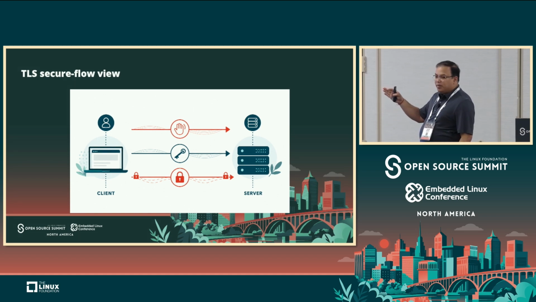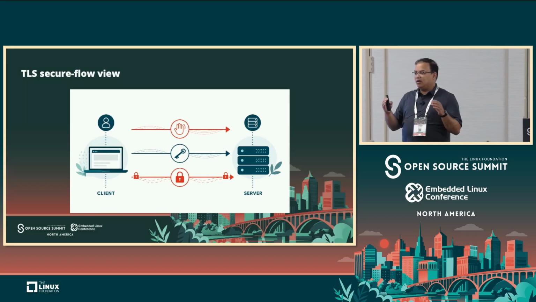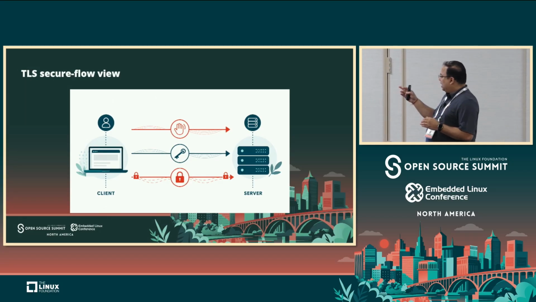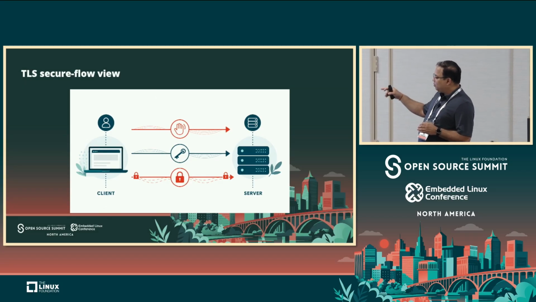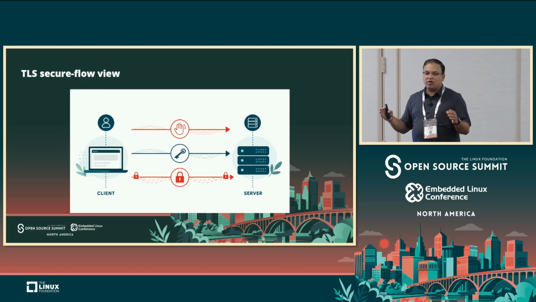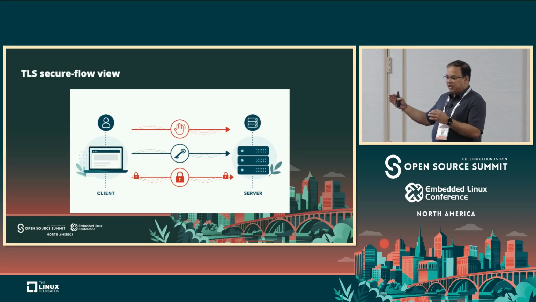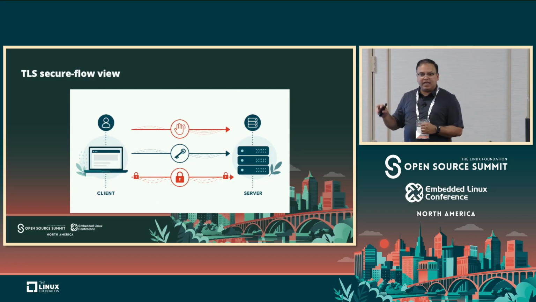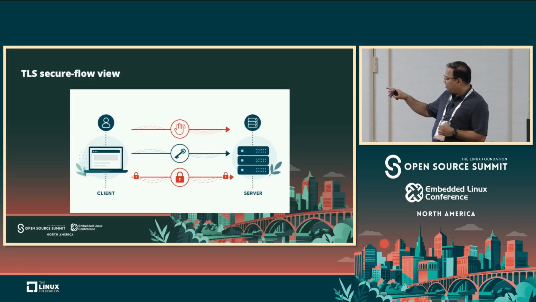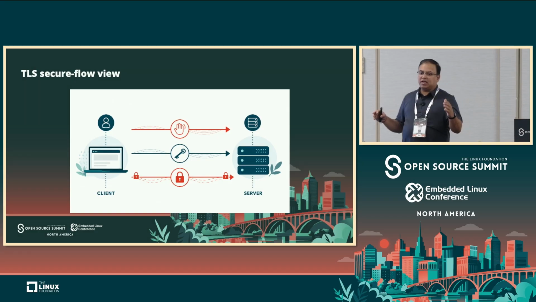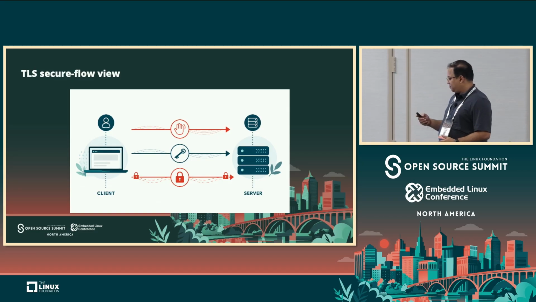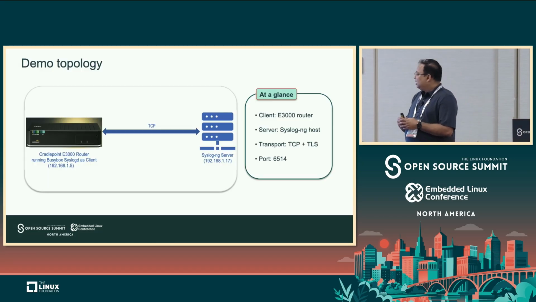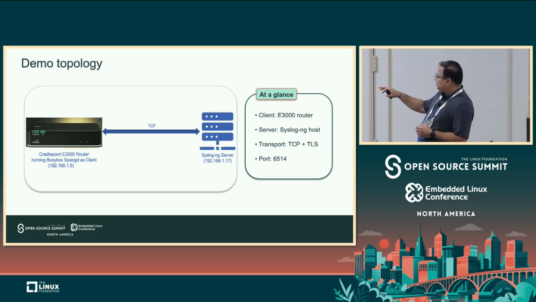The client will be an E3000 5G router. It will first handshake with the remote server, which is basically a syslog-ng server running remotely. It will do the complete handshake, do the key exchange, and then have the secure path enabled between the client and the server. So this is the complete setup which we will do.